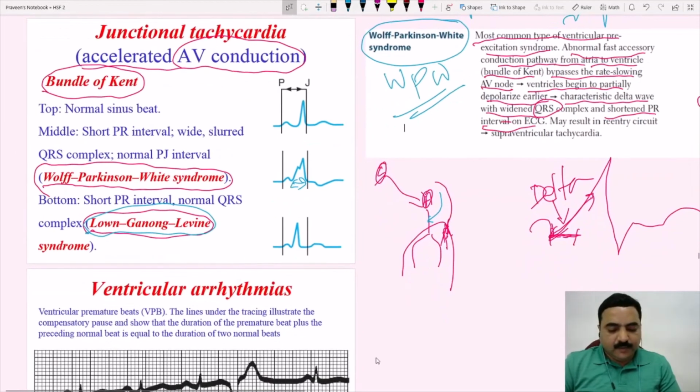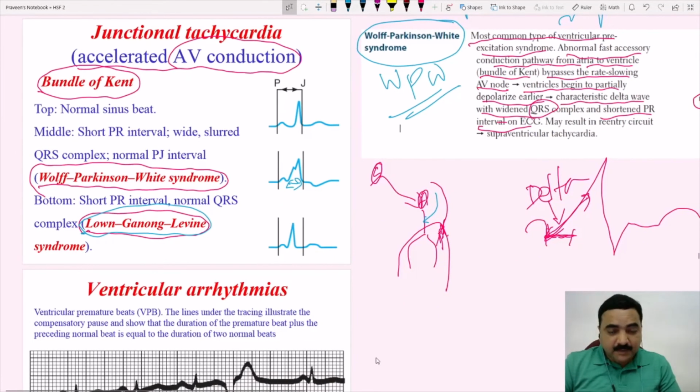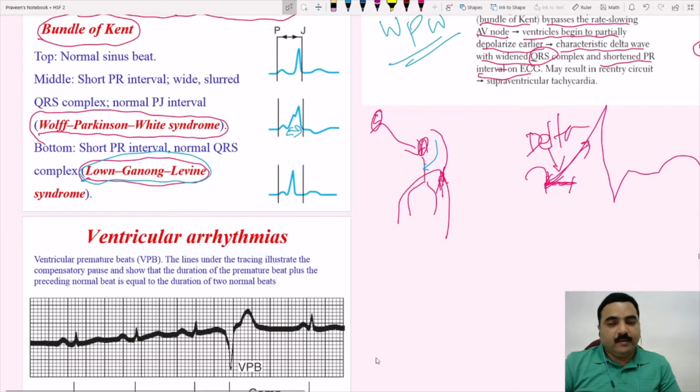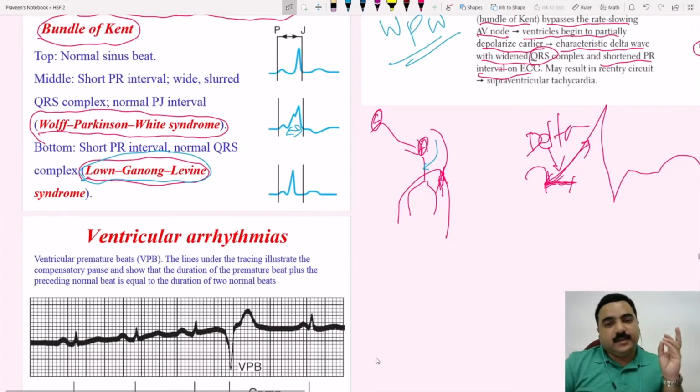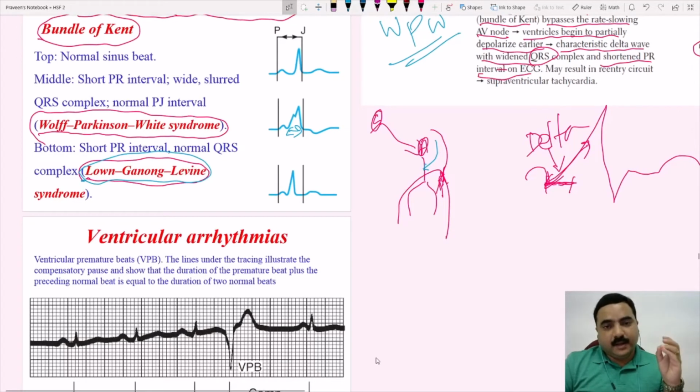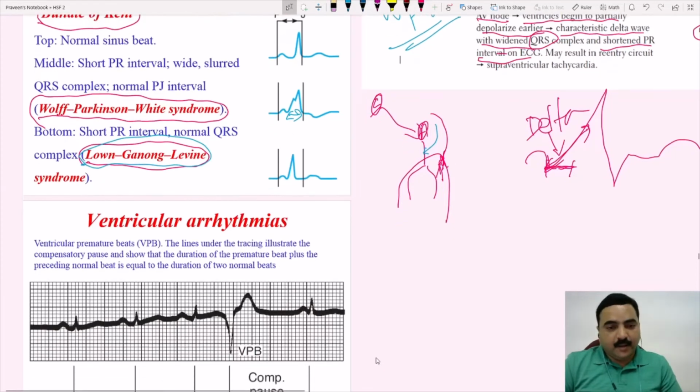That's it. So if there is a PR segment absent, then you have to think about WPW, or an additional bundle being present over there. That's what happens. Okay, so we are now done with sinoatrial problems, atrial arrhythmias, and the AV nodal arrhythmias. Now we are left with the ventricular arrhythmias.